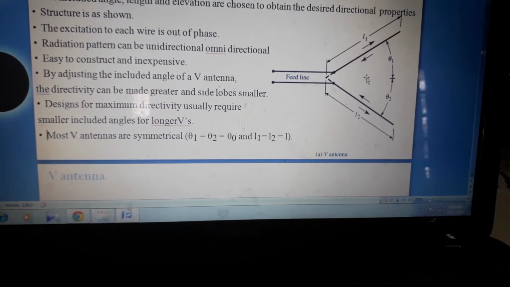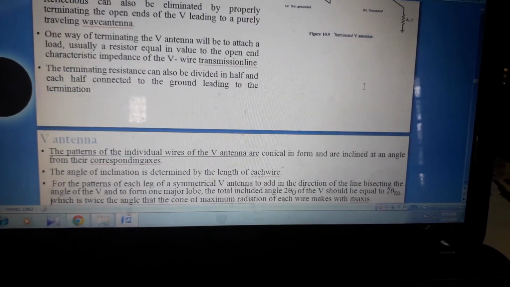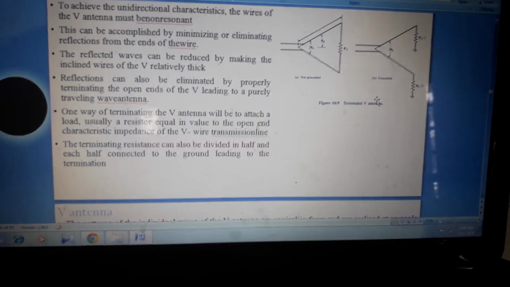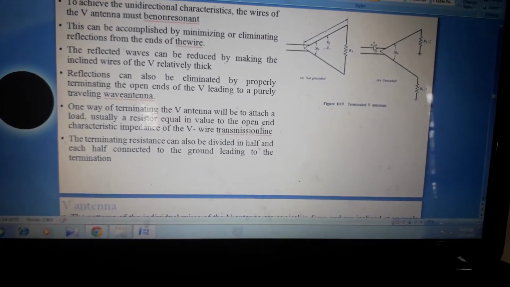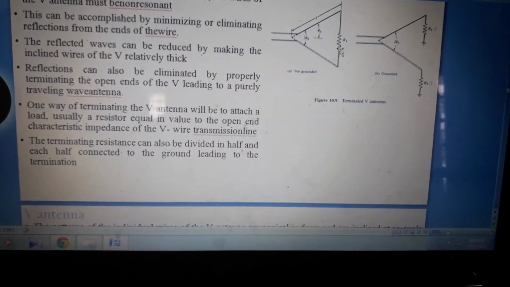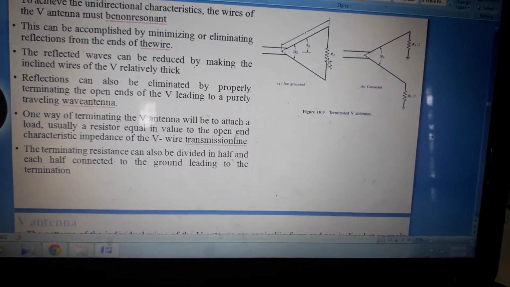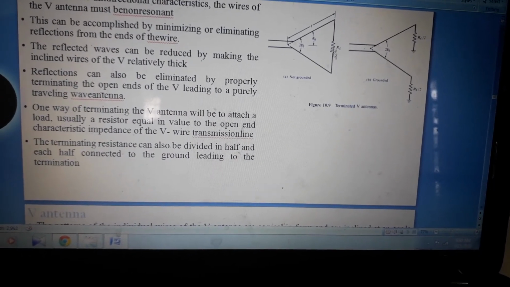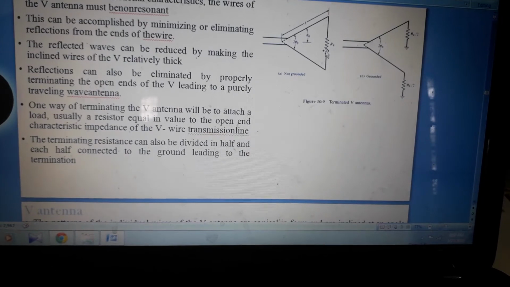In the latter case, now we see a diagram that is showing it is terminated. These V ends are terminated by a resistance load in order to reduce the reflection. So thereby we can say the reflected waves can be reduced by making the inclined wires relatively thick, and by properly terminating the open ends of the V, leading to a purely traveling wave antenna.